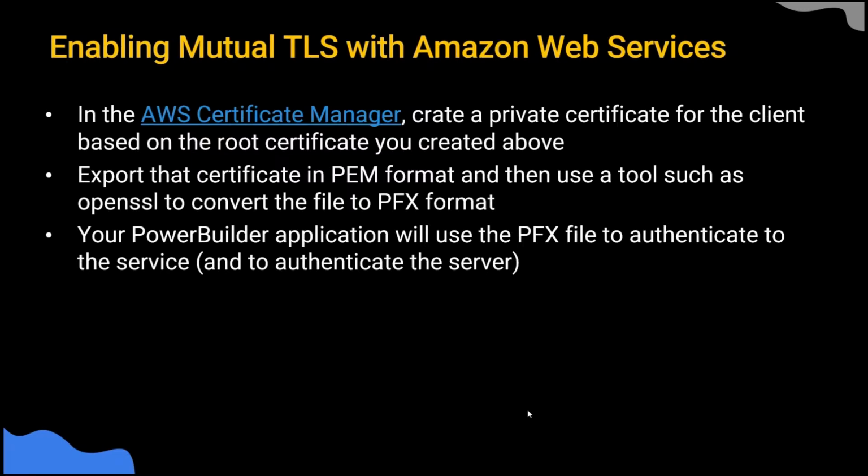Okay, we've got the server set up now to do the authentication. What we need to do now is get a private certificate for the client. So go back to the Certificate Manager. We create a private certificate for the client based on that same root that the server certificate was based on. We will export that in PEM format because that's the only option they give us. But then we can use OpenSSL to create the PFX format that PowerBuilder wants. And then the PowerBuilder application will use the PFX file to authenticate to the service.